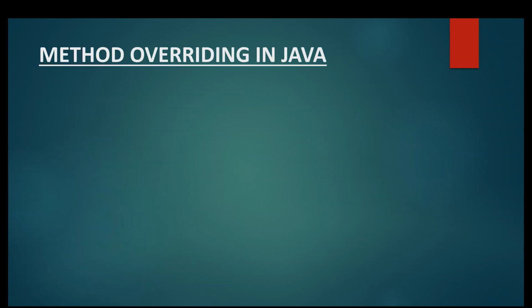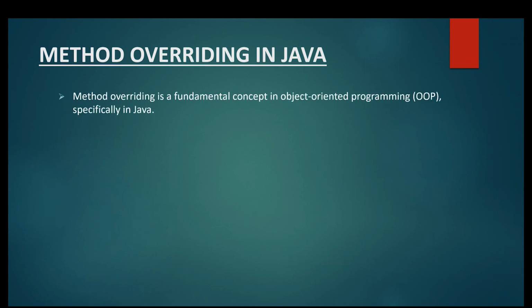In the theoretical part about method overriding in Java, the first point is that method overriding is a fundamental concept in object oriented programming languages, especially in Java. In Java, overriding is the most important concept, and the reason for that is we'll discuss when I explain why method overriding is required in Java.